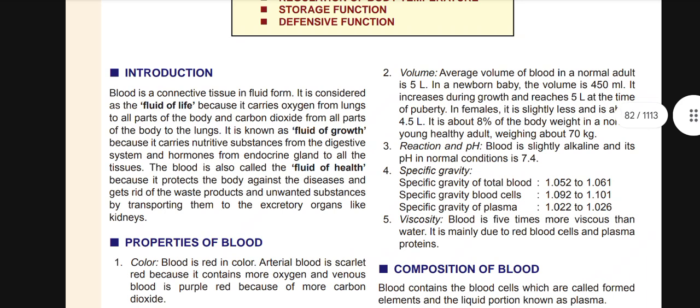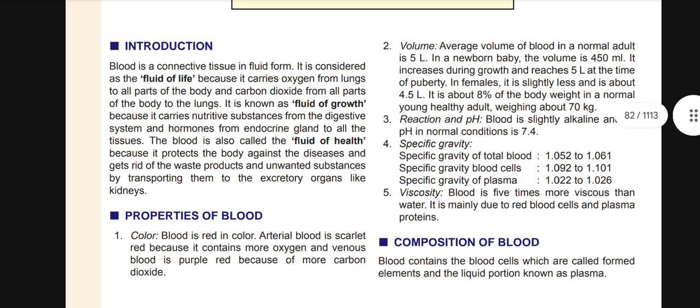It is also known as the fluid of growth because it carries nutritive substances from the digestive system and hormones from endocrine glands to all the tissues. Blood is also called the fluid of health because it protects our body against disease and gets rid of waste products and unwanted substances.